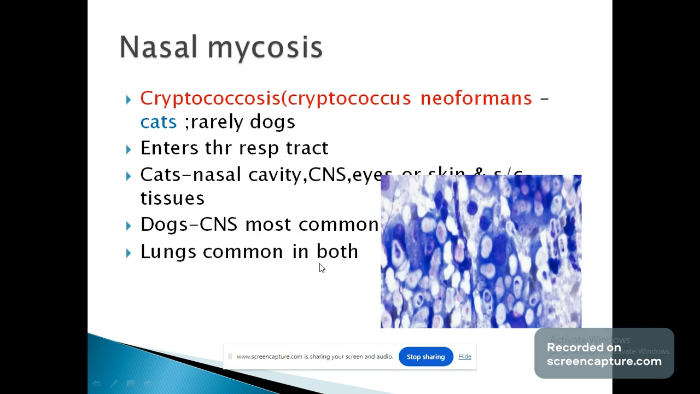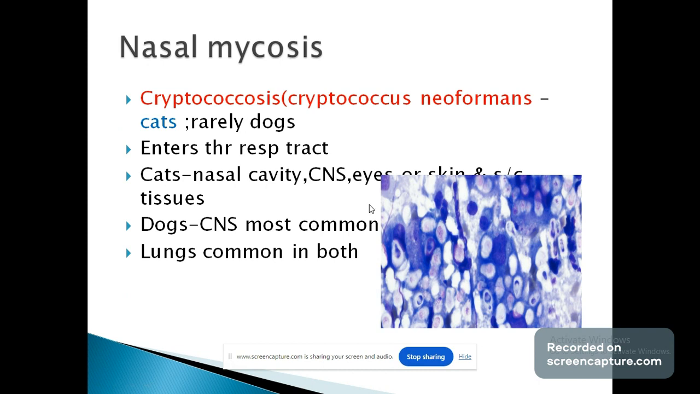The second nasal disorder is nasal mycosis, or fungal infection of the nasal cavity. First one is cryptococcosis. Cryptococcosis is caused by Cryptococcus neoformans. Most commonly, this disease is seen in cats. This organism enters through the respiratory tract. In dogs, clinical signs are most commonly associated with the central nervous system. In cats, clinical signs are associated with the central nervous system, skin, eyes, nasal cavity, or subcutaneous tissue. Lungs are commonly affected in both species.